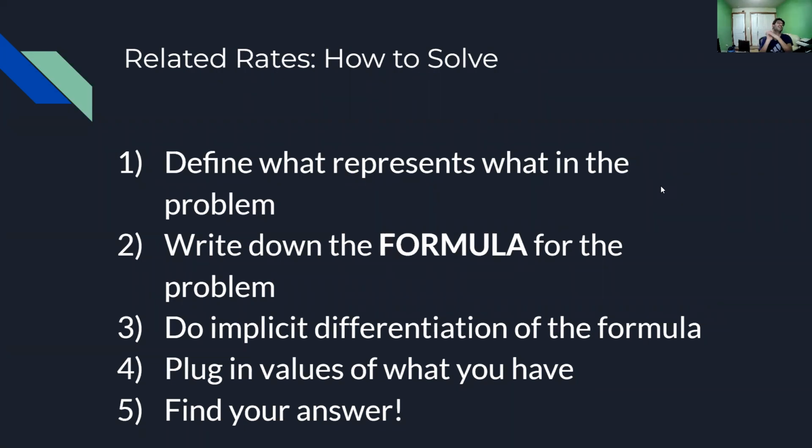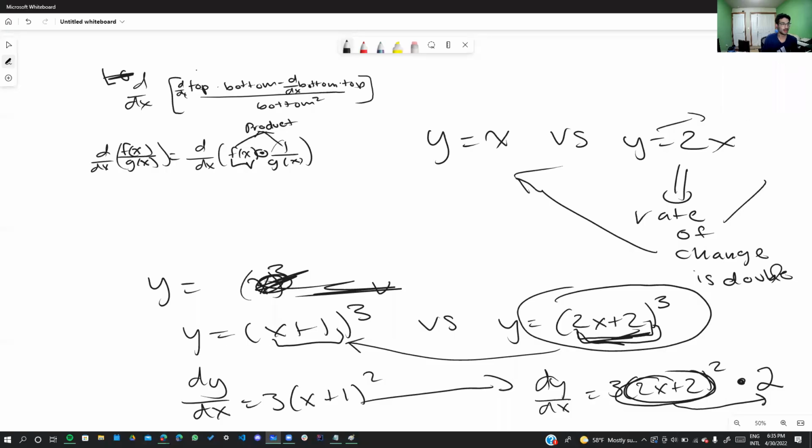All right, now here's related rates. And this is probably one of the most hated topics out of all AP students. So here, what I've done is I've created a pathway to solve related rates problems. First, you need to define what represents what in the problem. Let's say you have a volume.